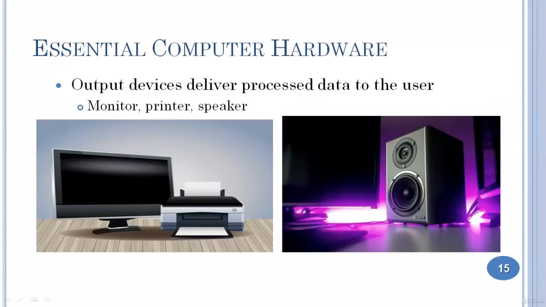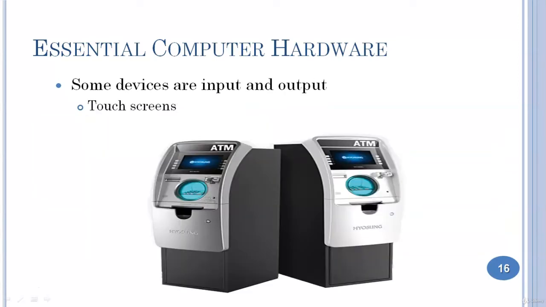Output devices, on the other hand, deliver the processed data to the user. The examples of output devices are monitor, printer, speaker. Some of the computer devices are both input and output devices. The examples of such devices are touch screens. A common example of a touch screen device is the automatic teller machine or the ATM.